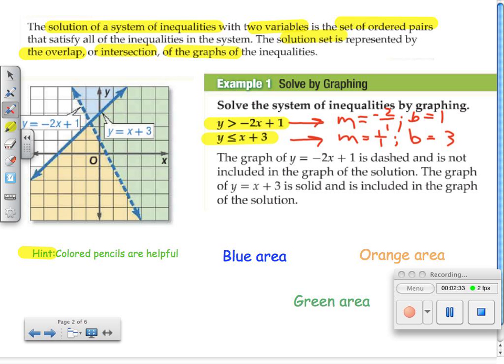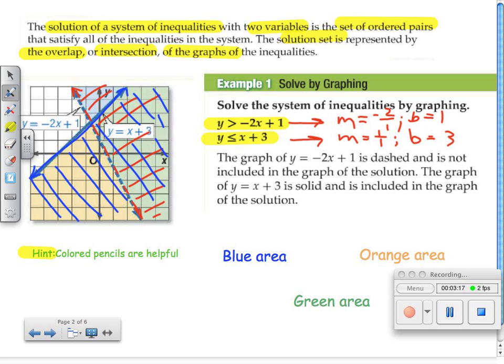So y is greater than -2x plus 1 is this dashed line here. Then they picked a test point to decide whether to shade to the left or the right of the line, and it turns out y is greater than that, so you would shade this side of the line. Then they did the same thing with y is less than or equal to x plus 3: found the slope, graphed the line, a solid line because it includes equal to, did a test point, and realized this is the side to shade. The area where the two shaded areas overlap is the solution. Colored pencils are helpful.